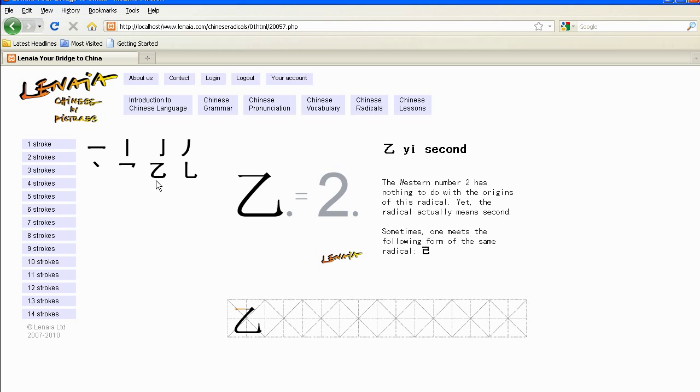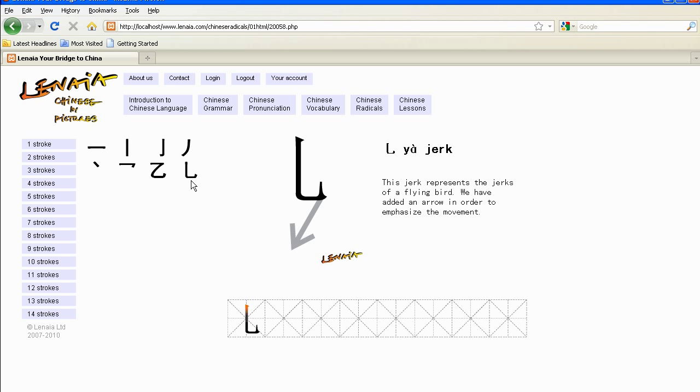Second. The Chinese radical has nothing to do with the Western number 2. However, it is easy to remember it that way. So just add here a dot and it becomes second. And here we have a jerk. Originally it used to represent the jerky movement of a bird flying in the air.